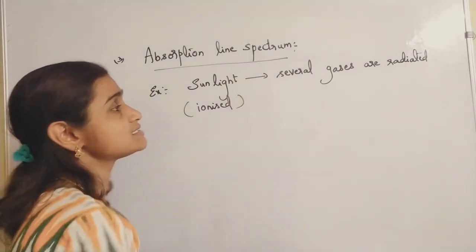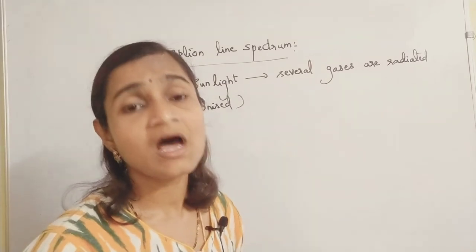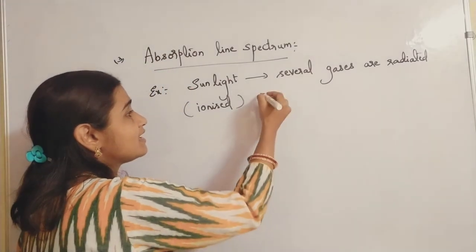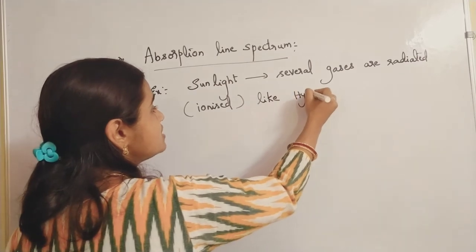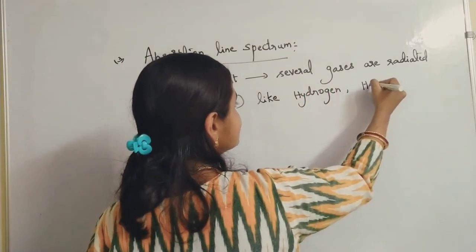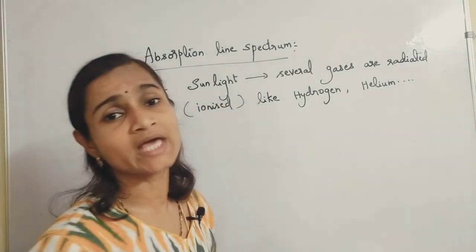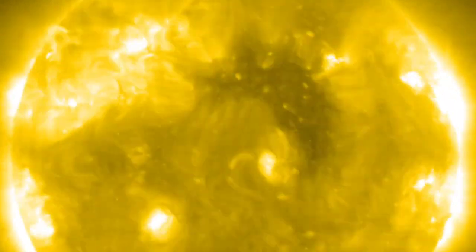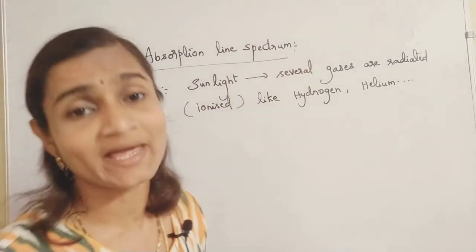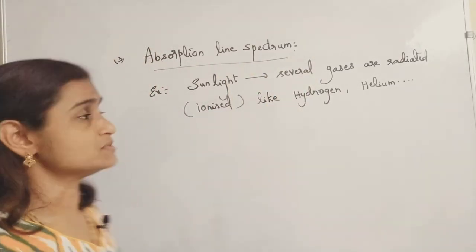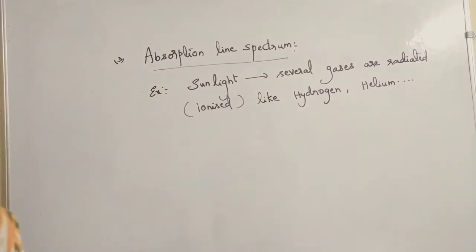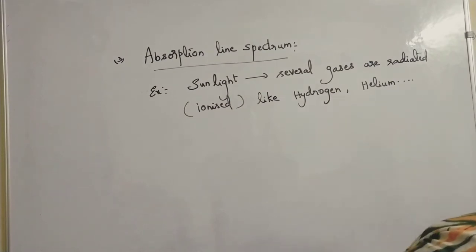Several gases in their atomic state give you a kind of spectrum in the spectrometer. Gases like hydrogen and helium. Sunlight is a rich source of these two gases. When they are in atomic state, heated up and radiated, the spectrum so obtained is called the absorption line spectrum. Sunlight is the best example of absorption line spectrum. Please take this down.